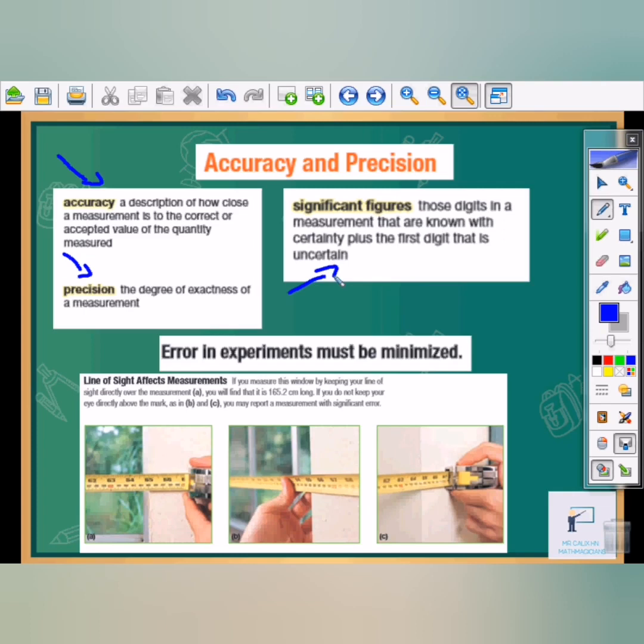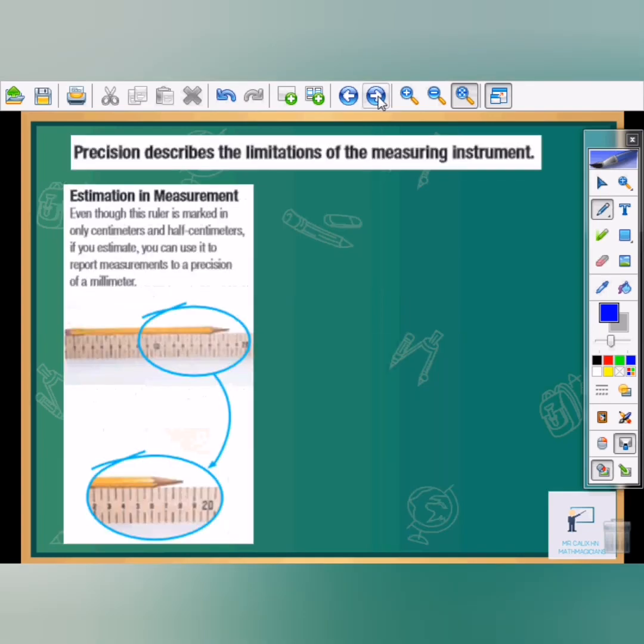Now, here we have an analysis to make. Error in experiments must be minimized. Okay, how do we minimize errors in experiments? The way we start measuring an object, or the way we measure a figure. For example, the way that you see the object is a way to minimize an error. For example, here we have a measurement of a borderline of a wall, and as you can see, the first one is the correct way to see it, but the second one takes away your precision and accuracy. With this, we continue with our next slide.